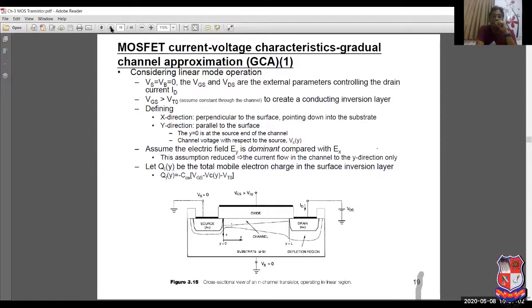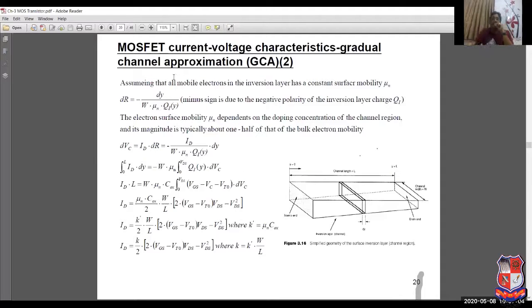Further, if this is the charge, then we are also considering a voltage-variable resistor. The path between the drain and source through the channel is a voltage-variable resistor. So what is the value of this resistor? In this channel, we are assuming that within a small incremental length dy, the resistance is constant. This is another assumption that we are making. With reference to that, within this small region, what is dR?